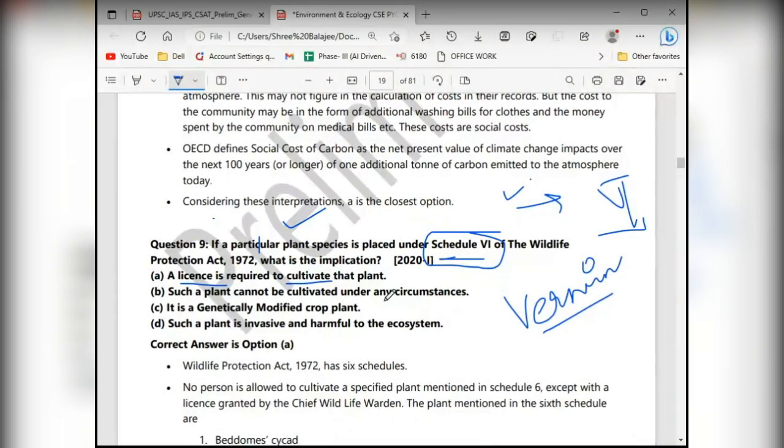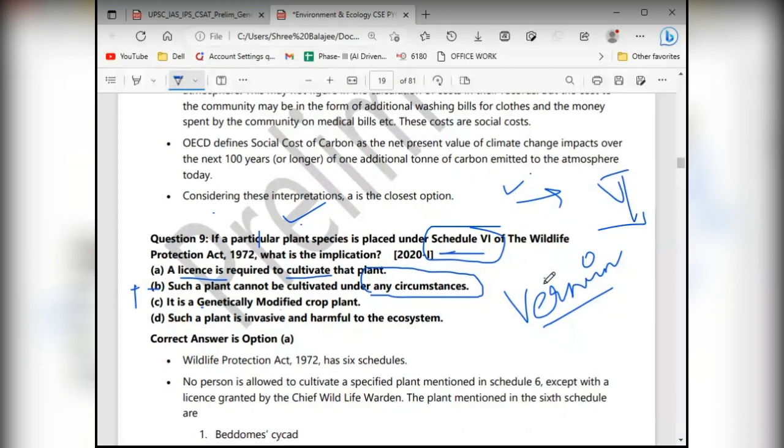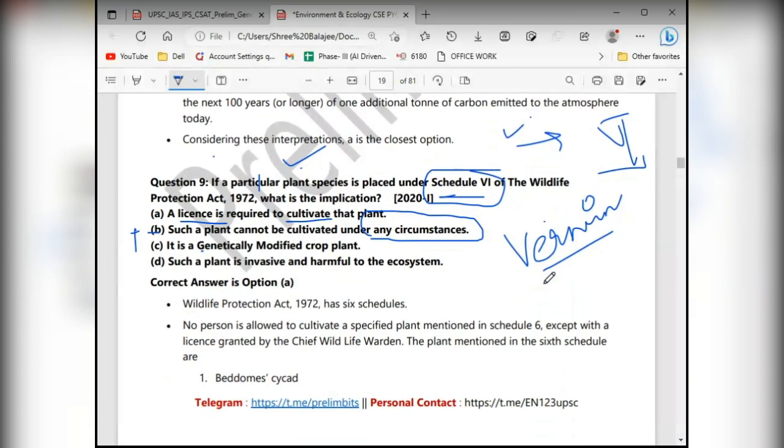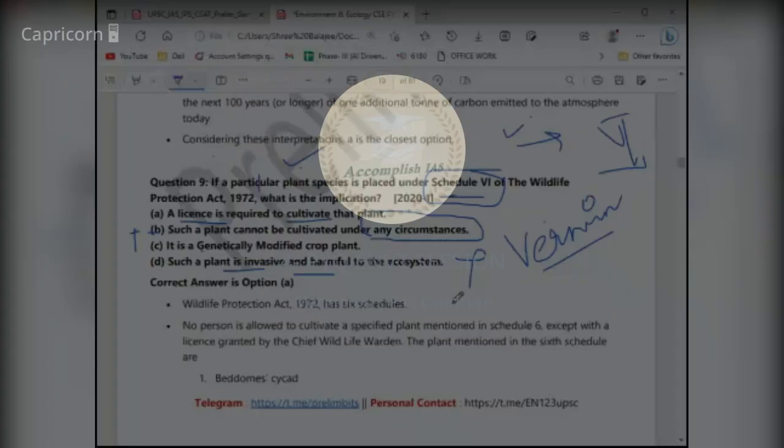Under any circumstance, you cannot cultivate any plant in that situation. So this is an extreme statement, so that will be incorrect. Then another one is that it is a GM modified crop. Now, the WPA Schedules 1, 2, 3, 4, 5, 6, all these schedules have appeared in the PYQ section as well. So just keep a tab on the schedules of the WPA. And the statement that such a plant is invasive is not said for Schedule 6. So the answer would be option A.